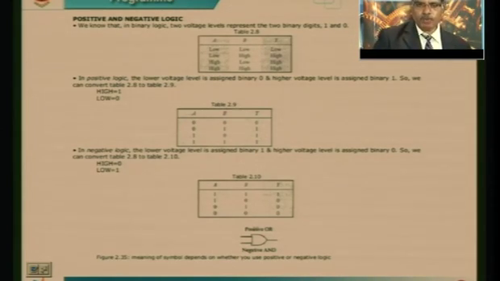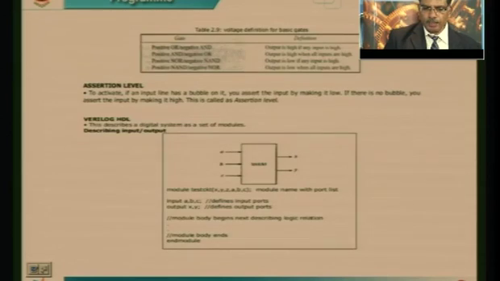So we have two logic representations: one is positive logic, another is called negative logic. Let me repeat: in positive logic, high means 1 and low means 0. In negative logic, high means 0 and low means 1.